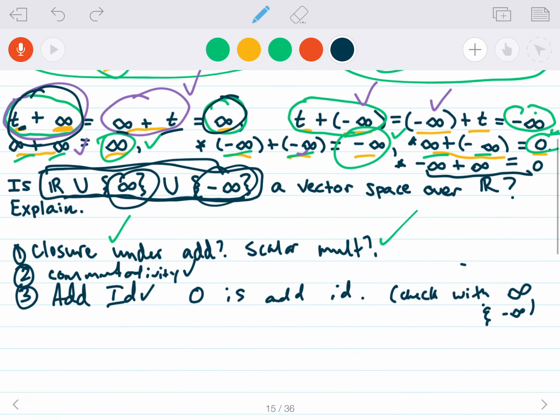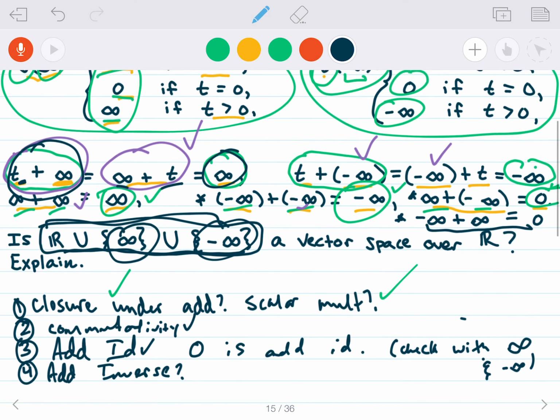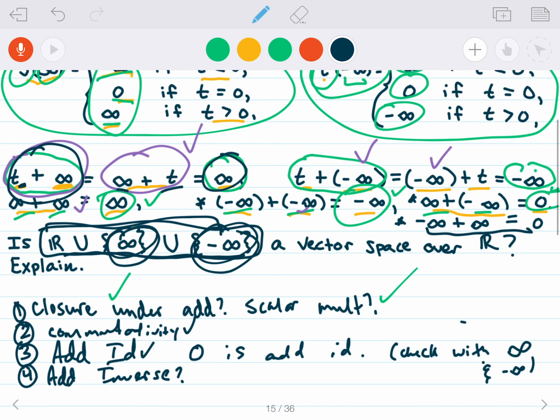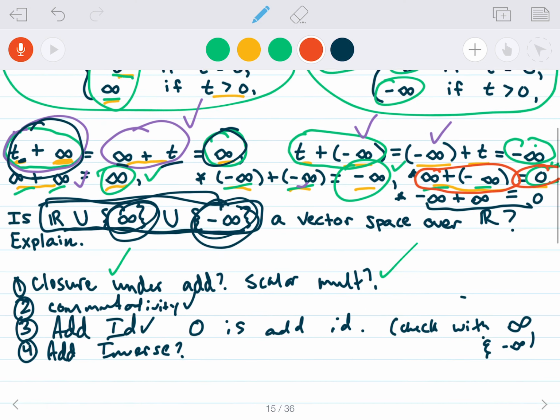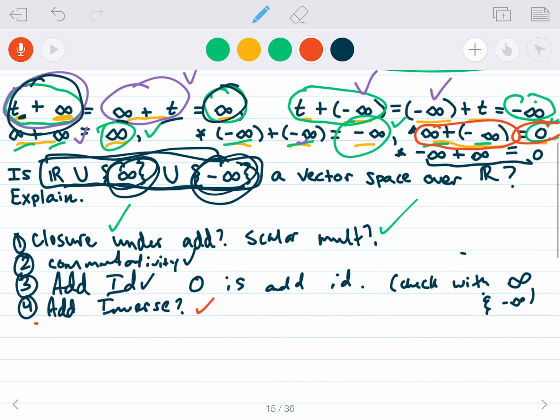Let's see. Additive inverse. Well, we know in the real numbers, we know what additive inverses look like: 2 and negative 2, 4 and negative 4. And by the definition of these new two objects that were introduced, it turns out that infinity and negative infinity are additive inverses of each other, just from those definitions, because when you add them together, you get 0. So that's cool. Multiplicative identity is also included in the definition.